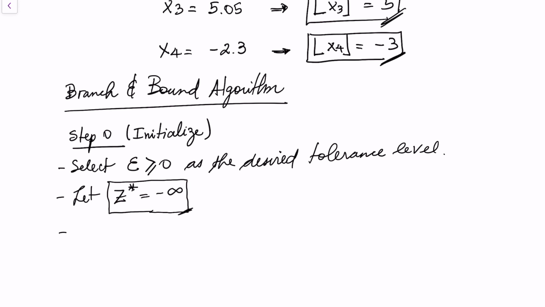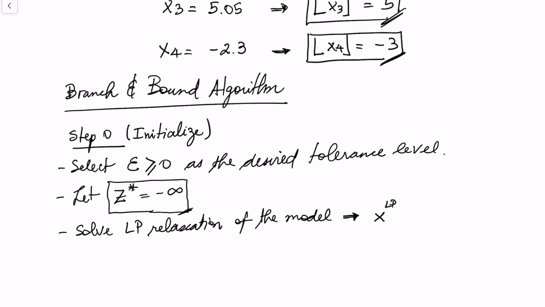Then I'm going to solve the LP relaxation of the model above, the model that we're looking at, which was an integer programming model. So we will relax the assumption of the integrality of the decision variables, and solve this LP relaxation in order to obtain the decision vector and the objective function value, defined as ZLP.